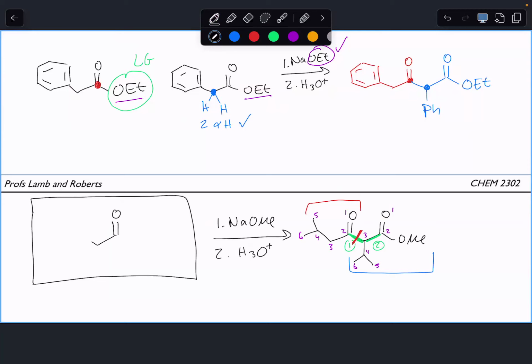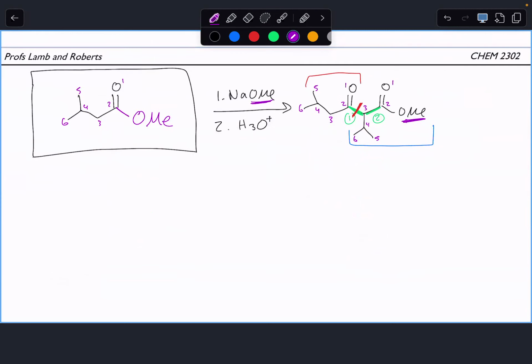1, 2, 3, 4, 5, 6. Okay, and then I just need to add in what is here. So this X group better match the ester and the base. So that X group becomes OMe. Okay? So that, I think, is the best way to approach going backwards: figuring out which bond was being made, and then going backwards. Okay, one last practice problem here.